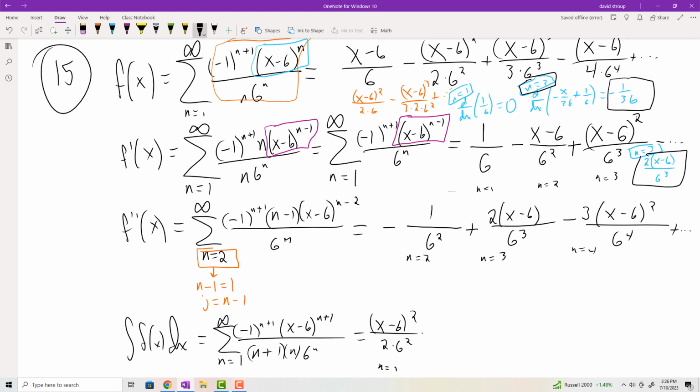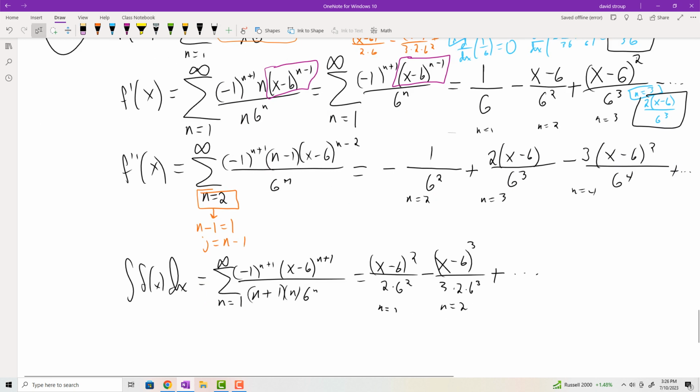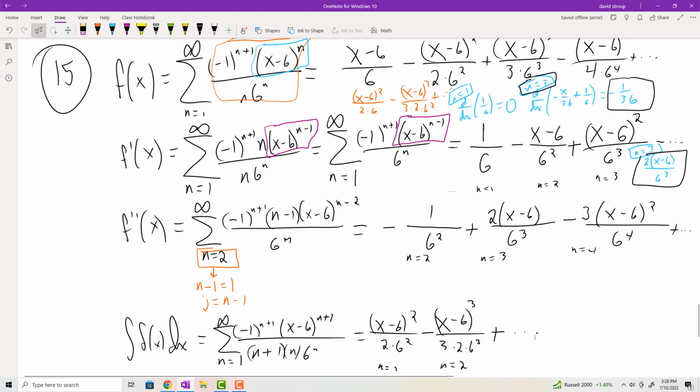And then the next guy will be minus (x − 6) for n equals 2. This will be cubed all over 3 times 2 times 6². Yeah, so it's definitely working. And then so on and so forth. We'll just leave it at that. Okay, great. So there's my series.